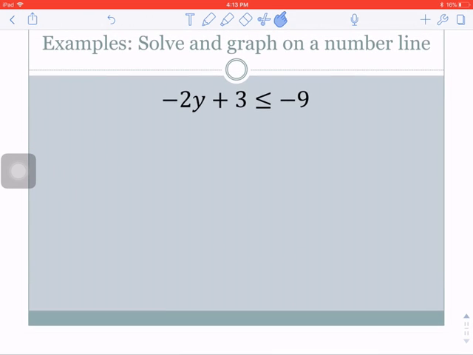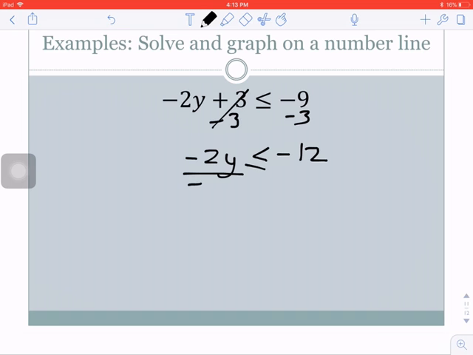And here's the last problem. Let's start again. Let's start with subtracting our 3's. And it's negative 2y less than or equal to negative 12. Get rid of the negative 2 by dividing both sides.